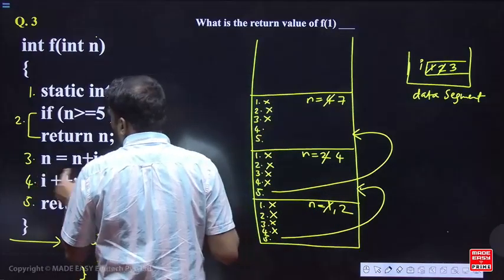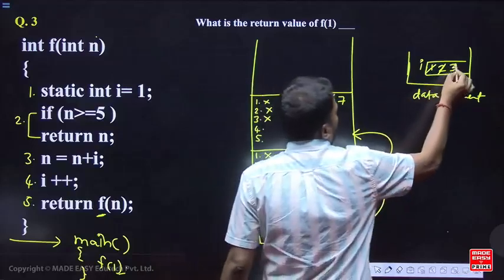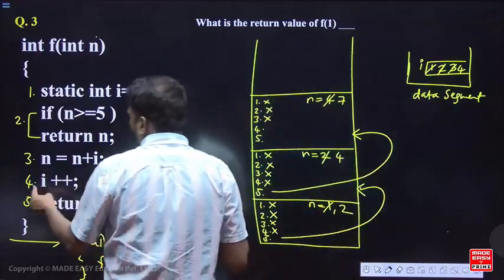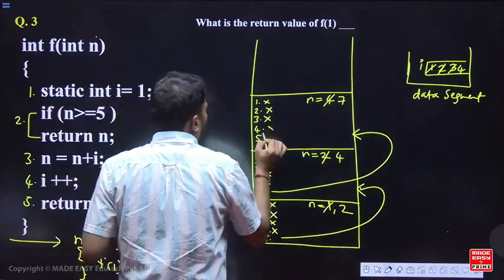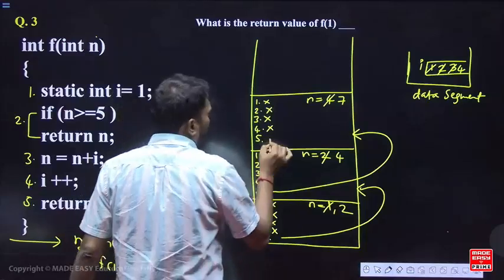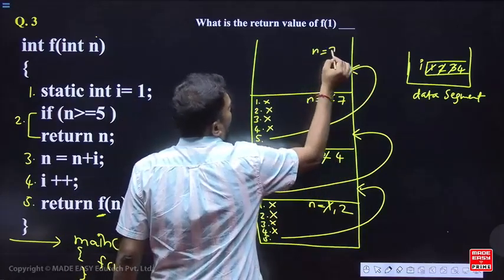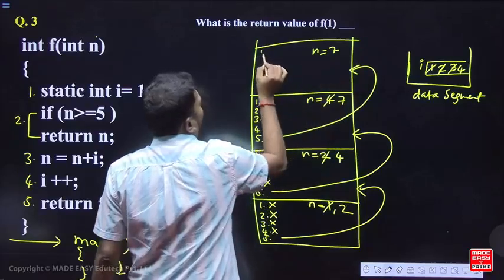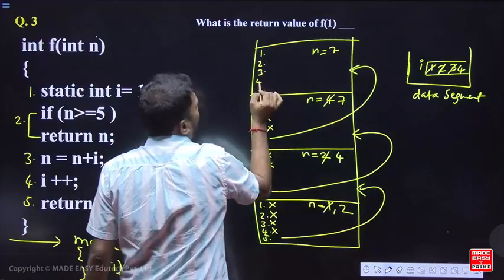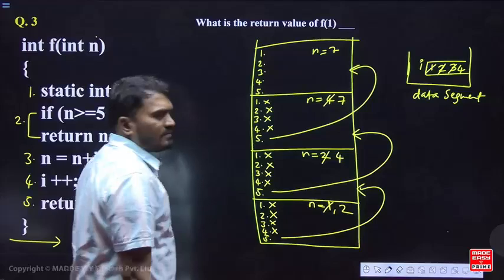And next, look at here, so I plus plus, so I value becomes how much here? 4. And after that, fourth statement also done. Now fifth statement, return f of n. So this is recursively calling f of n by passing n value as what? 7. Now again 1, 2, 3, 4, 5 statements.